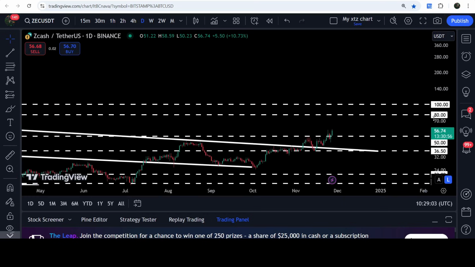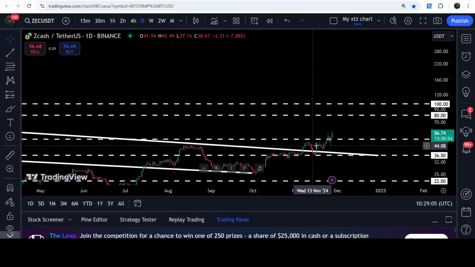You can see that after the breakout, for a few days, the price has been accumulating above this resistance of the wedge and retested the previous resistance of the wedge as support, where it was getting rejected again and again by this resistance of $50. And finally, we have broken out this resistance.